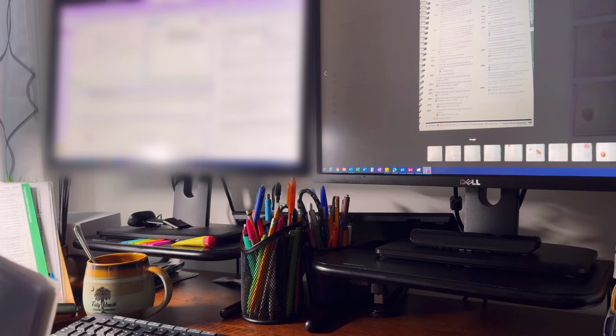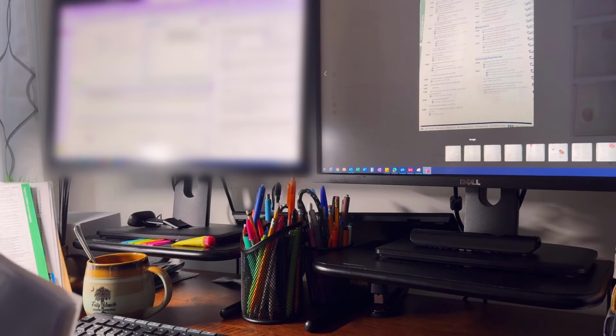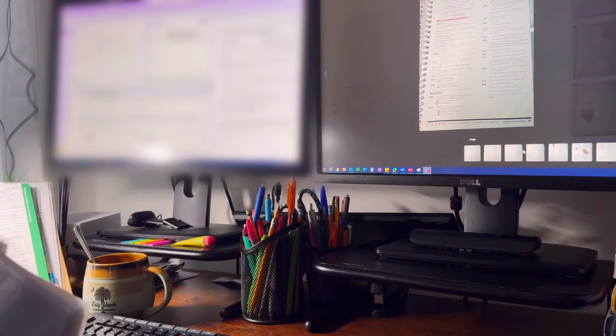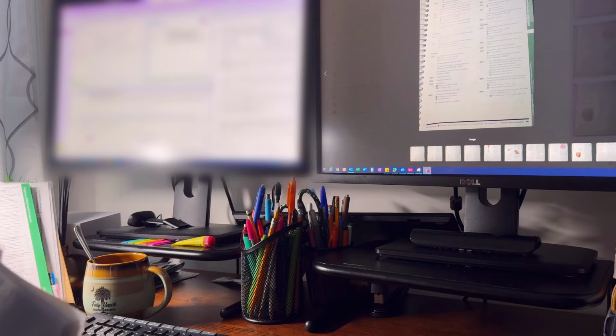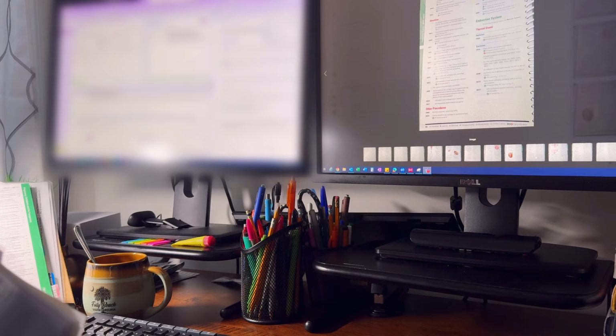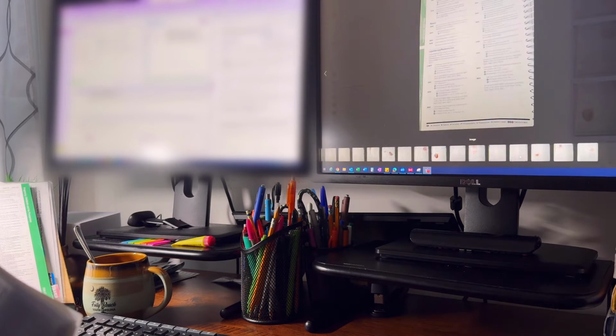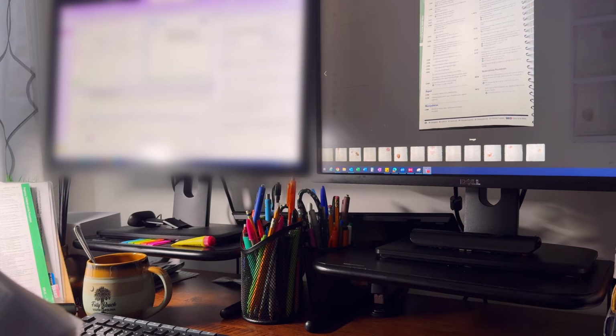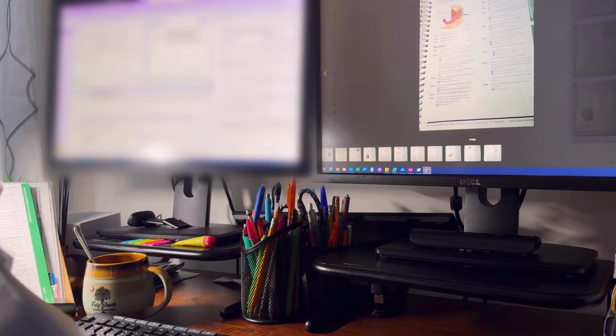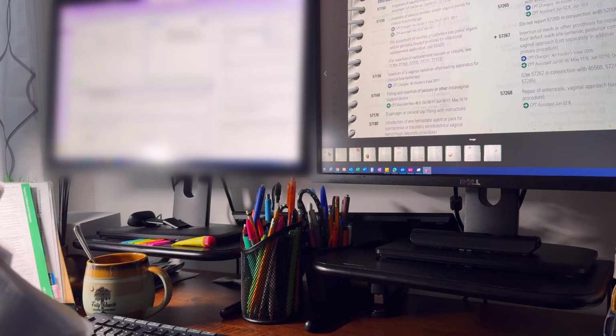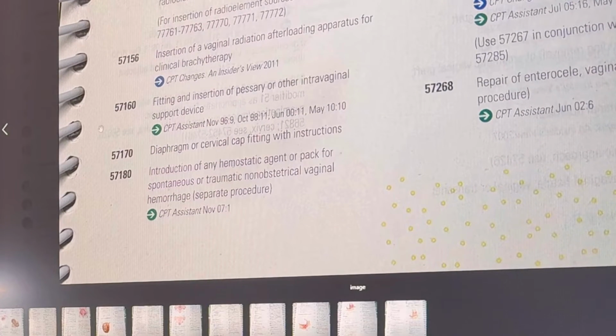So we should not be billing for, I actually can pull that code up. Let me see where it is. Is it here? No, here. Not there, not there. What is the code? Like 57160? Yes, 57160. Fitting and insertion of pessary or other intravaginal support device.